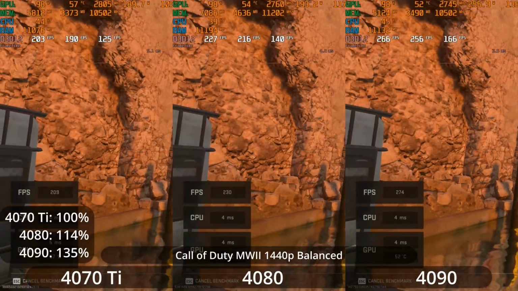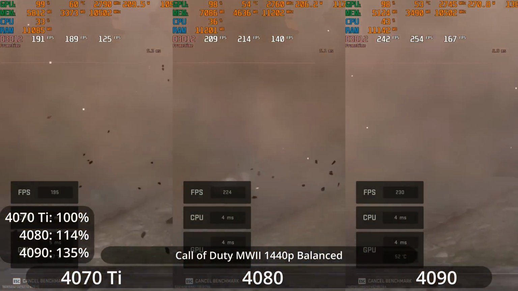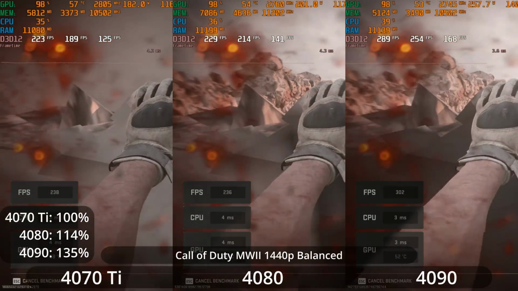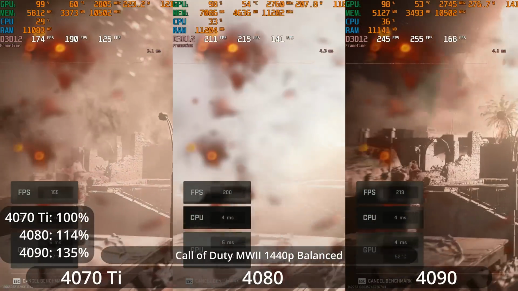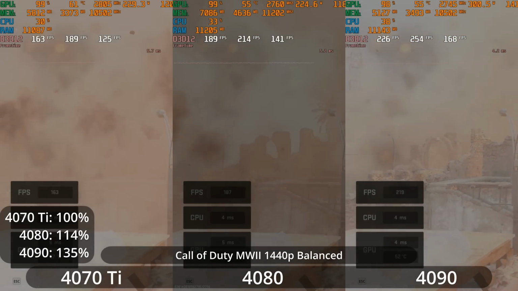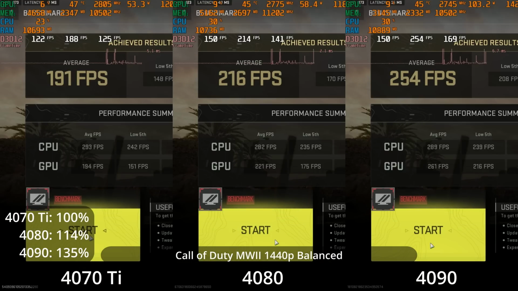And that is probably, once again, because at 1440p and reduced graphics settings, it's hard for the 4090 to get fully utilized even on a high-end CPU. And that's what we're seeing here. That's why that gap is so small. It's just reduced settings at 1440p. The 4090 gets bottlenecked a bit by the CPU.